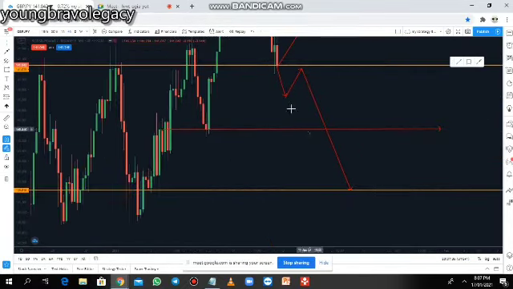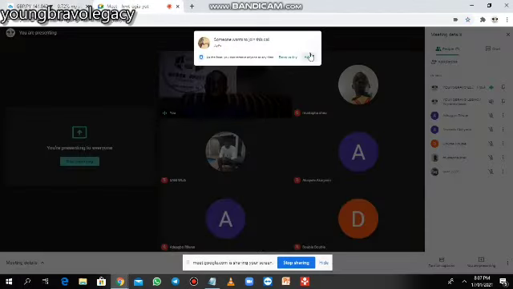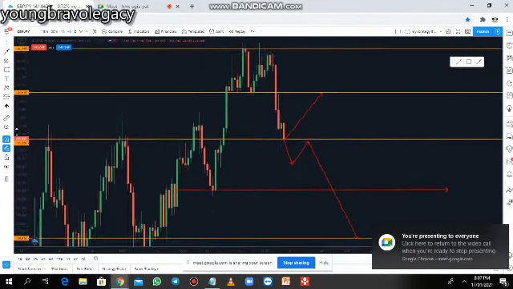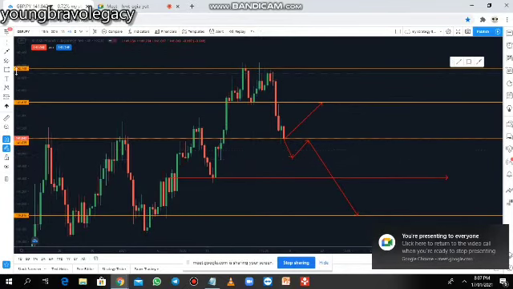But this is what I'm expecting. If we break this area, there's high probability we are going to come down here. So that is the overview on GBPJPY. So let me put that in test.